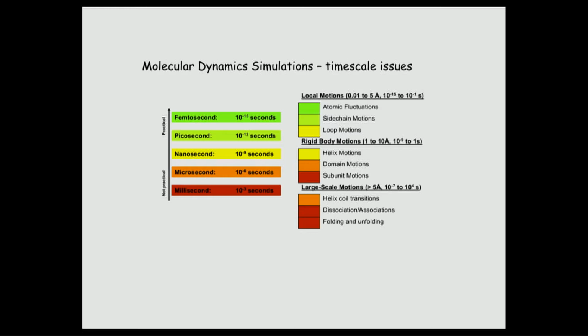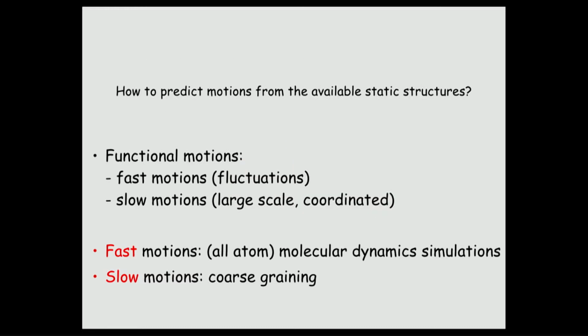And we have seen a version of this, but what is doable with molecular dynamic simulations is essentially at the level of local motions up to here, I guess. Whereas we are interested in domain motions, subunit motions, and of course, ultimately folding. But it is here primarily that our work might be helpful. So we want to predict motions from the available static structures.